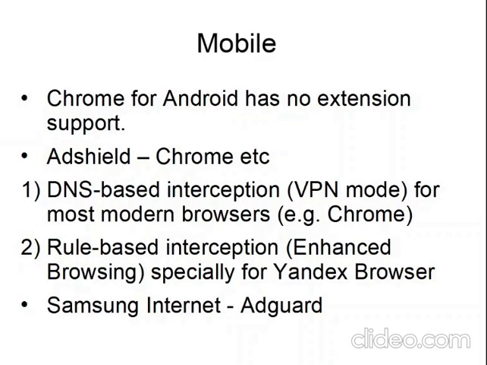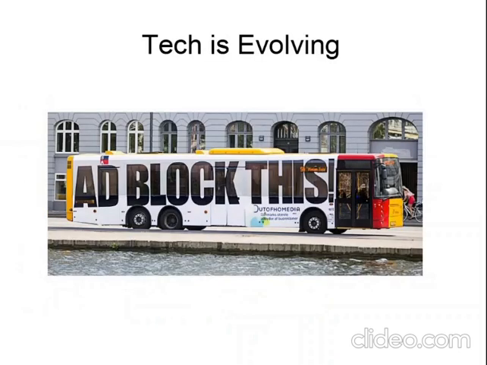There are various options for Chrome, such as Ad Shield, and one of the technologies they're using is DNS-based interception of ads. And for other browsers like Samsung Internet, there's AdGuard. So yeah, I haven't gone into the history, but ad blocking has an around 20-year history on the internet, and the technology is evolving.